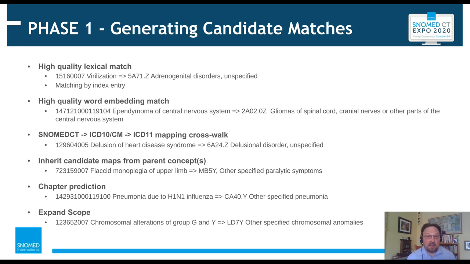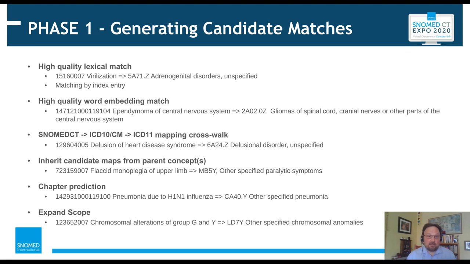Third is an example of crosswalk through the ICD10-11 map. So delusion of heart disease syndrome becomes delusional disorder. This may not, in fact, be the correct map. This is an example of a candidate that was generated based off of walking the maps. Sometimes the map crosswalking is very helpful and yields a small number of high quality choices. Sometimes it maps to a code that has dozens of possible choices in ICD11 and is less useful at precision at least, but the candidate generation is still quite good.